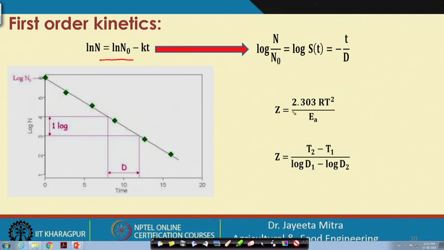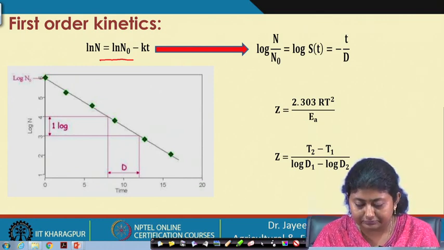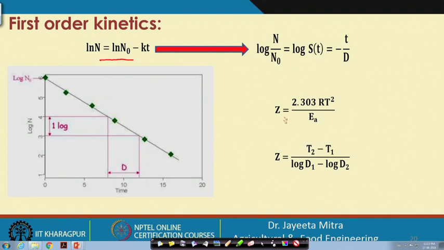And z, we know that in case of the thermal effect, the z value is the increase in temperature for one log cycle reduction. So, z equals 2.303 R T square by E A, and if we know two temperatures, z equals T2 minus T1 by log D1 minus log D2, where D1 and D2 are the inactivation D values at temperatures T1 and T2.